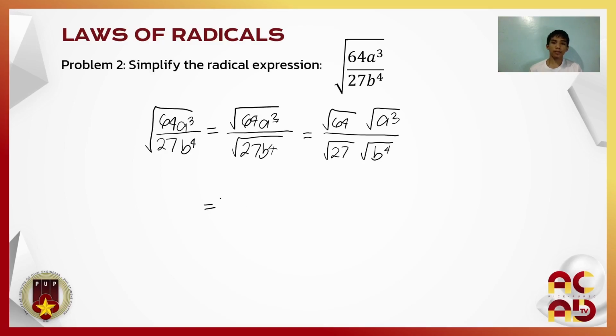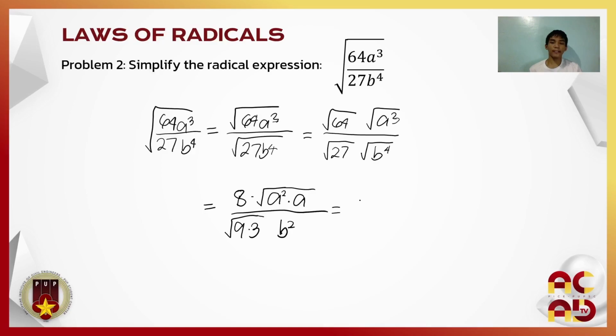What is the square root of 64? That is 8. And what is the square root of a cubed? There is none, so we factor it to get a factor with a square root: that is a squared times a. Then 27 is not a perfect square, but it has a perfect square factor, and that is 9. So 27 is 9 times 3. And the square root of b raised to 4 is b squared.